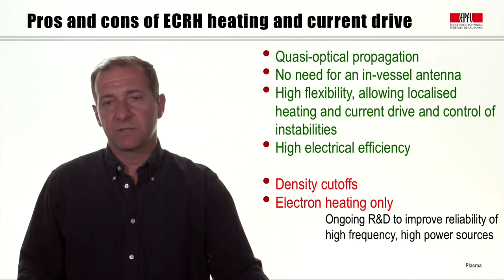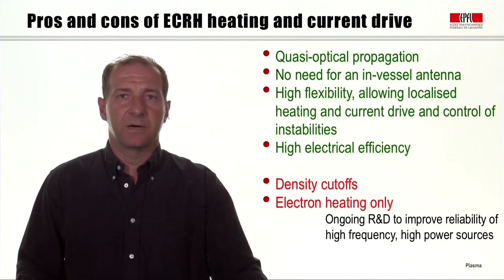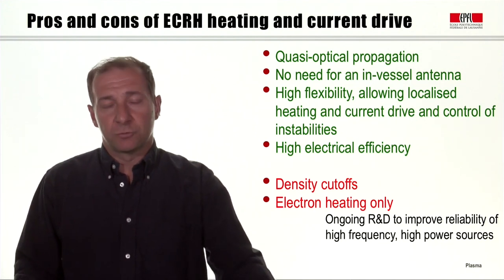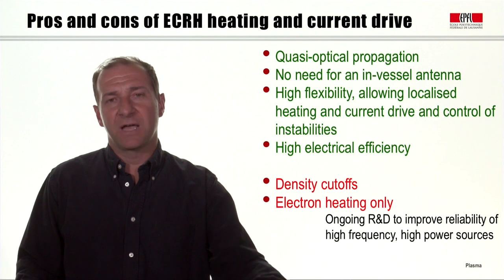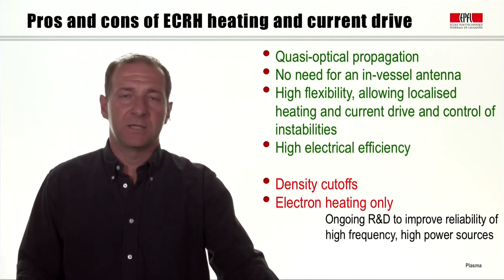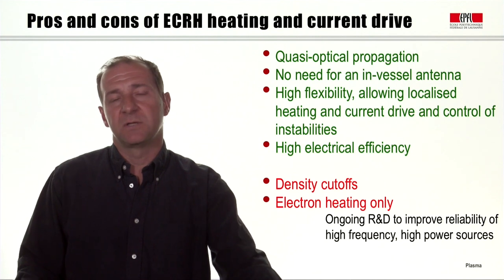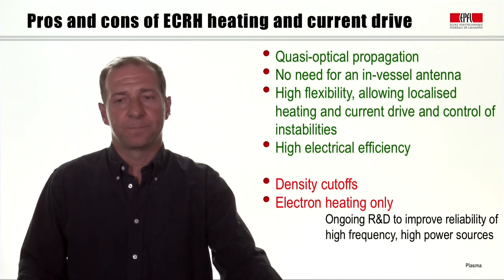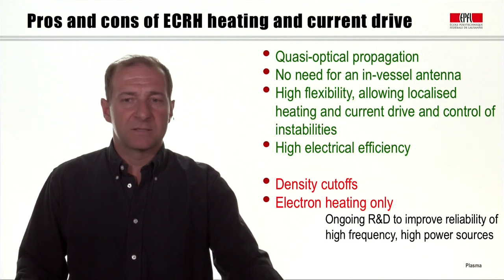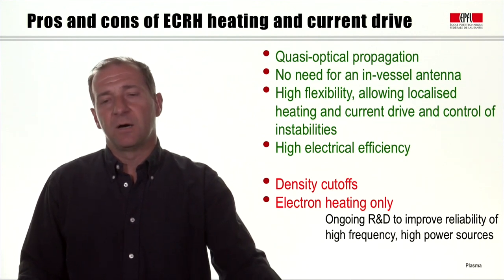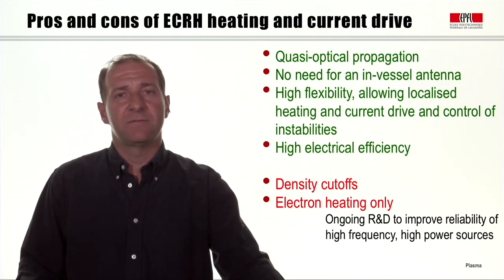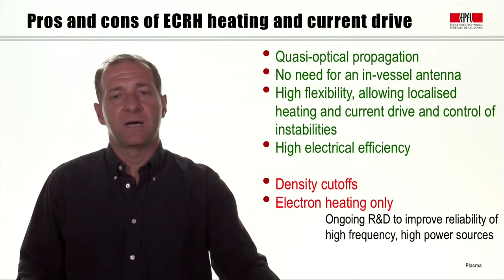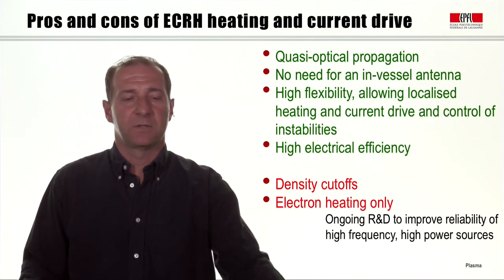There is still the issue of the density cutoffs, which are different in different schemes. So we cannot heat above a certain density. And of course, electron cyclotron resonant heating heats electrons, which don't provide fusion reactions. So we will have to have a collisional transfer of electron energy to ion energy after we have deposited our heating to the electrons using ECRH. And I'd like to mention that the question of the reliability of the high-frequency, high-power source is being addressed at the moment. The hope is to go to very high levels of reliability in the future, so that will become actually a pro rather than a con.